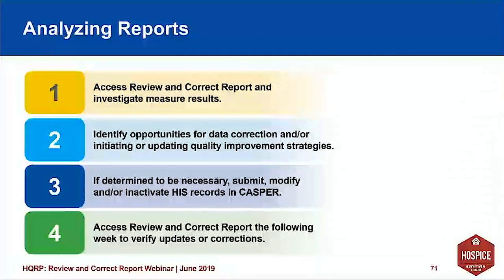Analyzing these reports, access, review and correct reports and investigate measure results, identify opportunities for data correction and or initiating or updating quality improvement strategies. If determined to be necessary, submit, modify, or inactivate HIS records in CASPER. And then access, review, and correct reports the following week to verify updates or corrections.